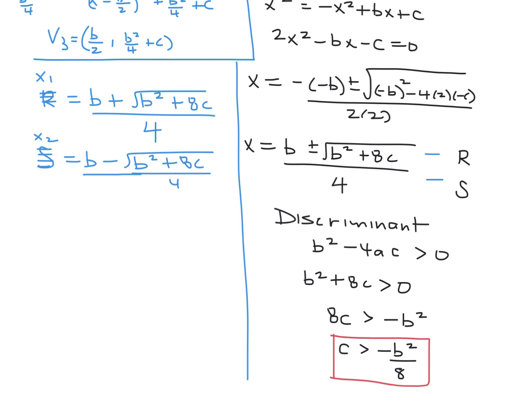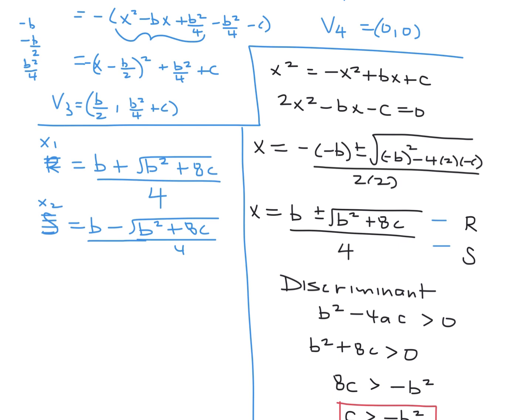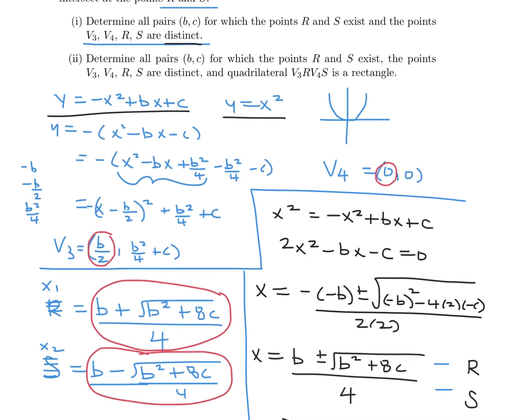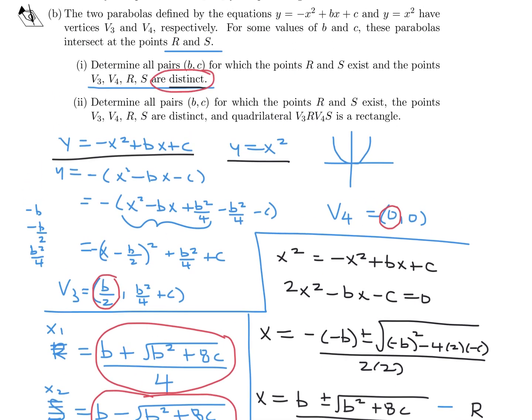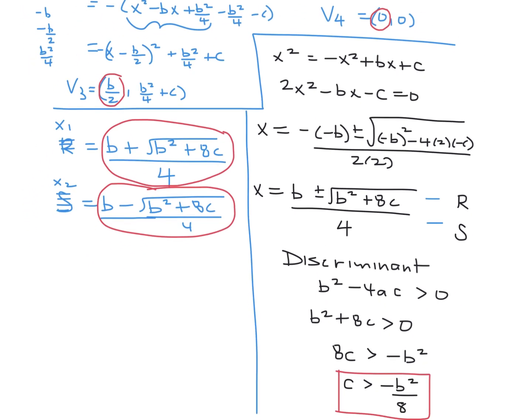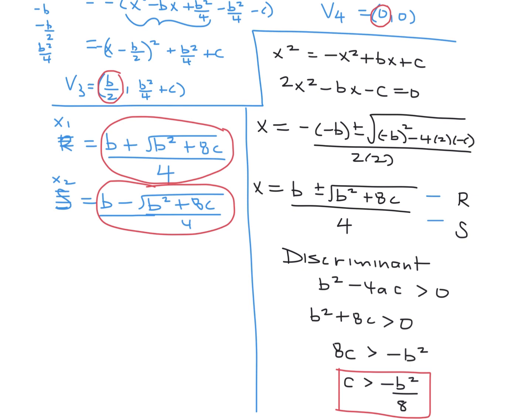So they're all distinct. So that means that this one is different to this one, is different to this one, is different to this one. Because remember, that's the whole point. They're saying that they're all distinct. So we have to make sure, if they're all distinct, that they do not equal each other. So that's how we have to figure out another condition. Okay, so they cannot equal each other.